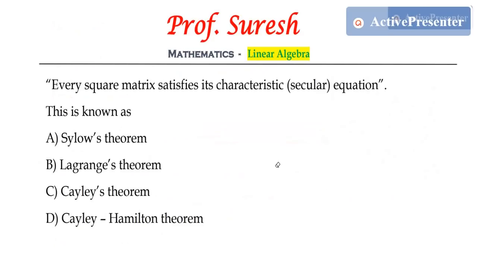Every square matrix satisfies its characteristic equation, or secular equation. This is known as the Cayley-Hamilton theorem.